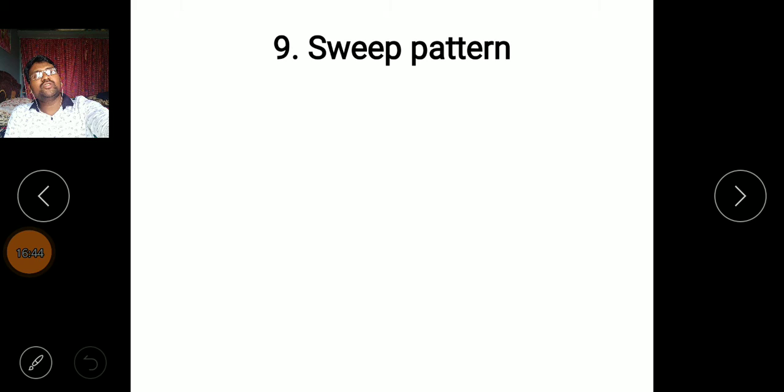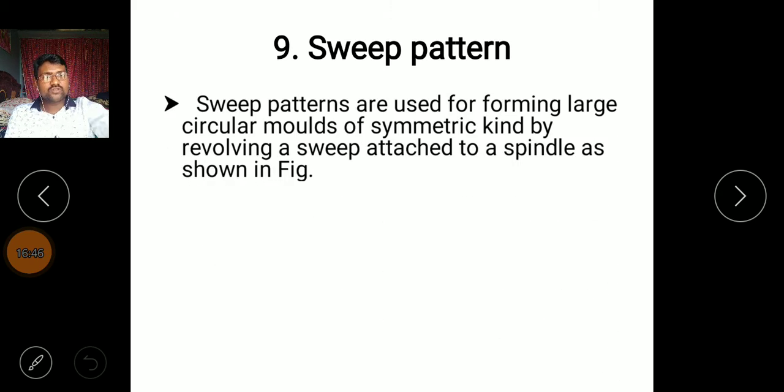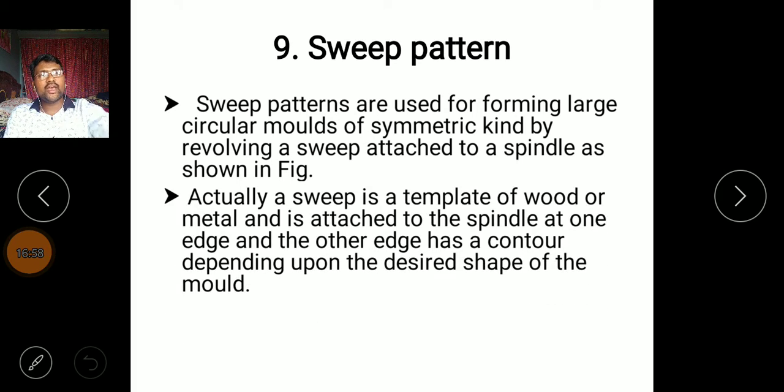Next, coming to the sweep pattern. Sweep patterns are used for forming large circular molds of symmetric kind by revolving a sweep attached to a spindle, as shown in the figure. Actually, a sweep is a template of wood or metal, and it is attached to the spindle at one edge, and the other edge has a contour depending upon the desired shape of the mold.